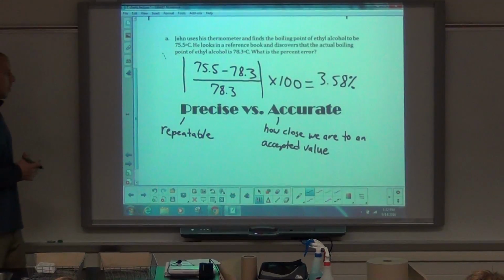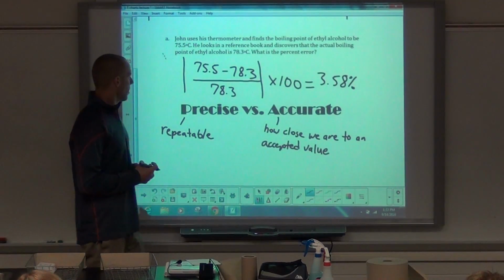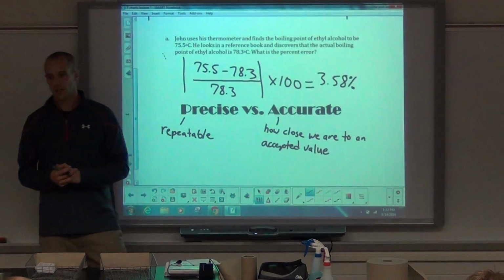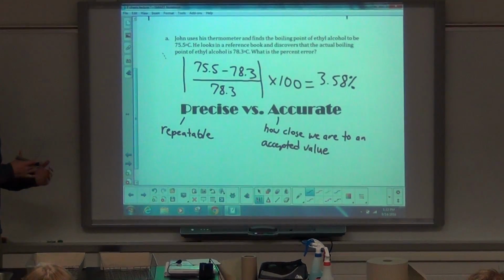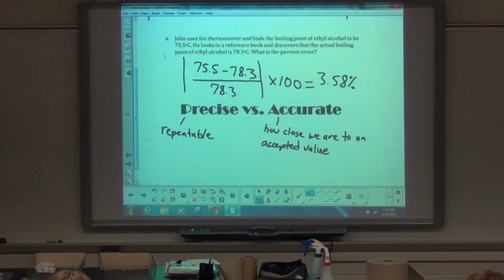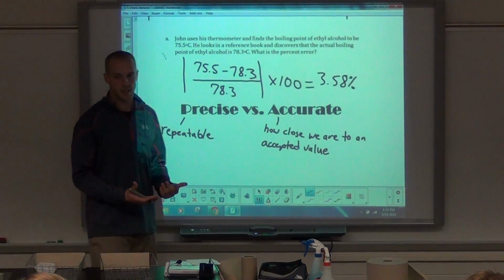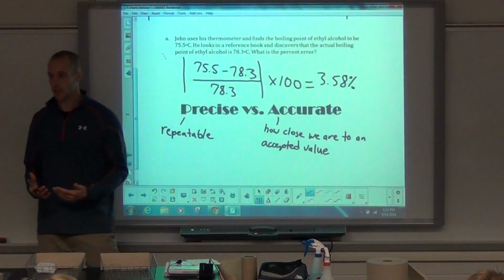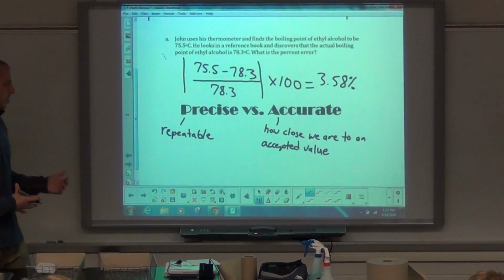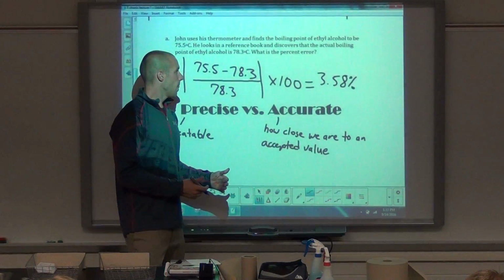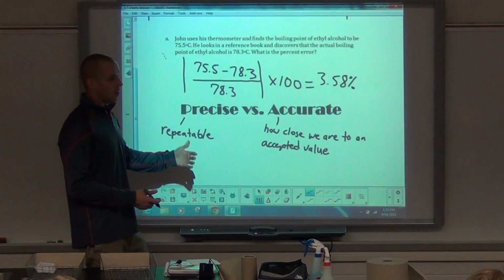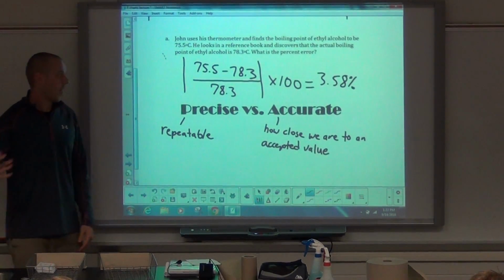Now, if John were to do his experiment and he gets 70.0, 69.8, maybe 70.1, he'd be very precise, but pretty inaccurate. Okay? And what that might tell him is that maybe there's something wrong with the equipment that he's using, because he's obviously doing the same thing every single time, but maybe his equipment's not working how he wants it to.